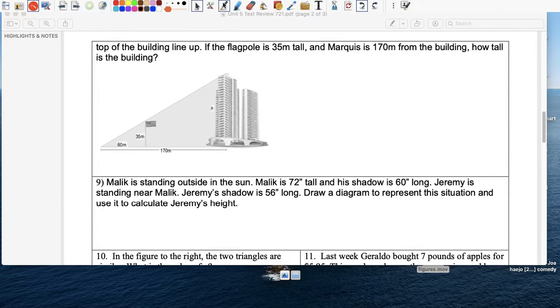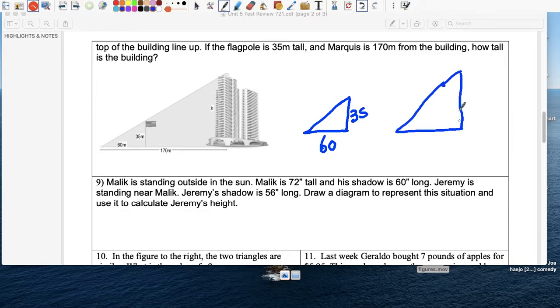So let's separate these two triangles. We know this is 60. The flagpole is 35. And then we have the bigger triangle. The height of the building is what we want to know. They're calling that h. And that distance here is 170 plus 60, which is 230.